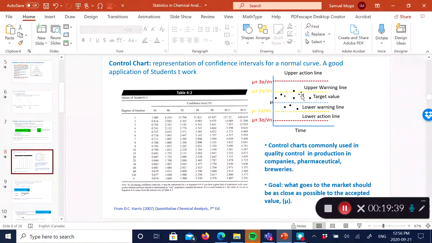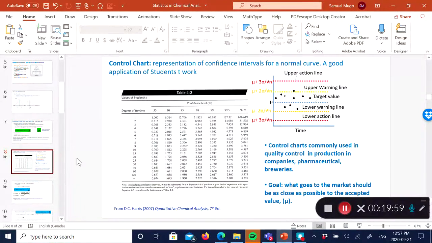Sometimes they call that the upper warning line. Meaning if you've got data that is too far away from these 2 sigma, then there's a problem in the company and that is not acceptable. It's too far from the true value, from the expected value.